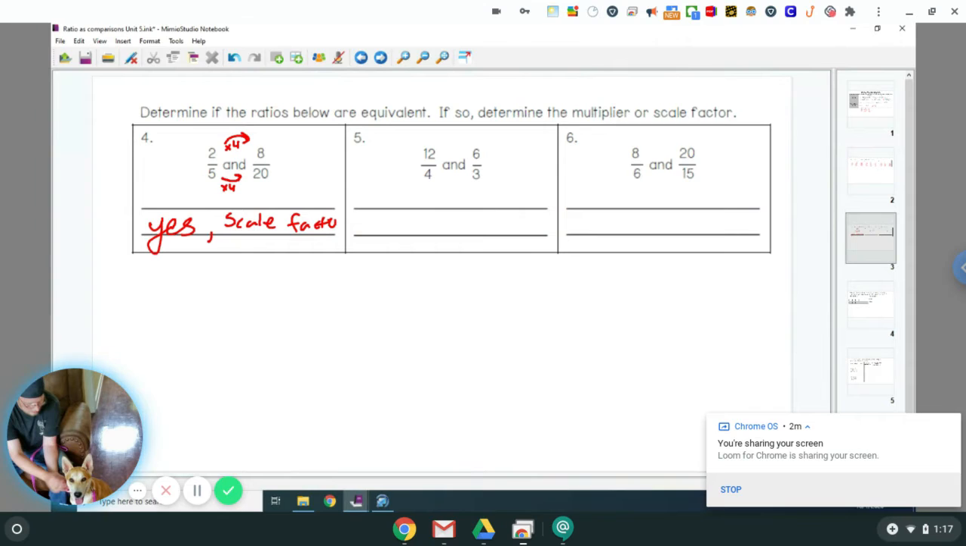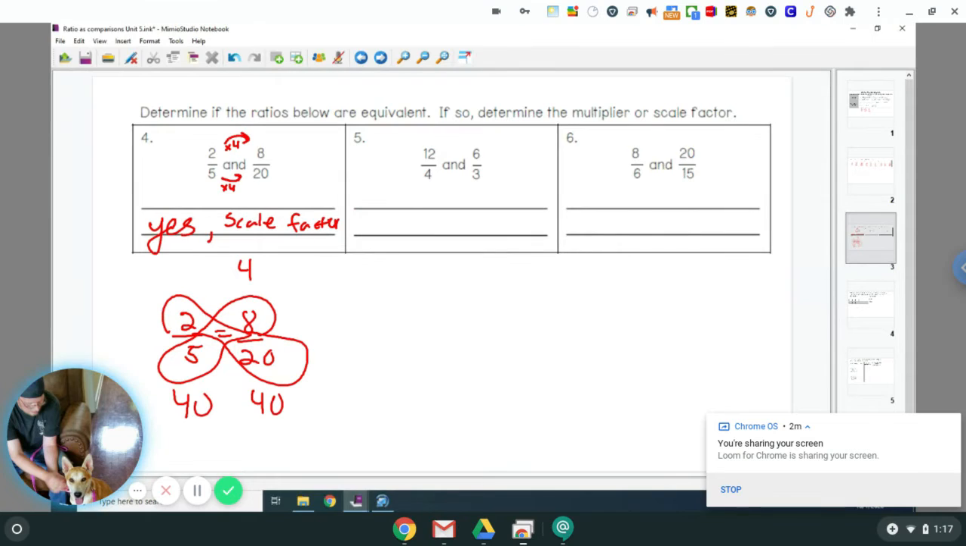of 4, which means the scale factor is just what did it multiply by. One way to see if they're equal is you can actually cross multiply them. So you can do 8 times 5, which is 40, and then 2 times 20, which is 40. And if they equal the same thing, then it's true.